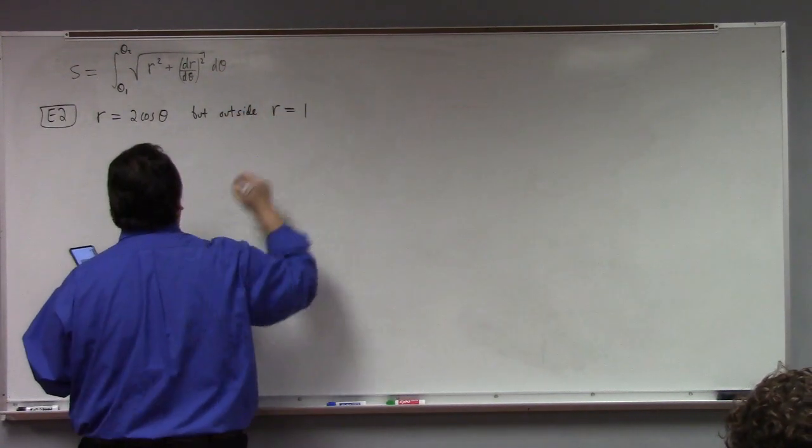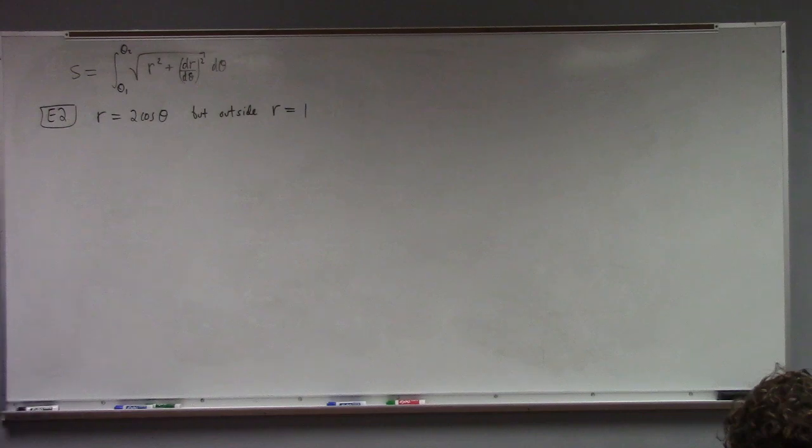So can you guys, come on, phone. So inside r equals 2 cosine theta, outside r equals 1. That's what the problem is.